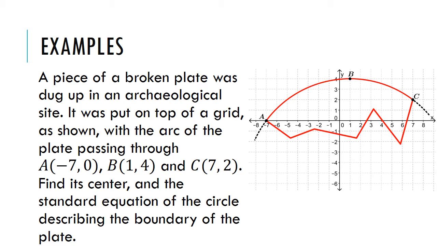Because this is just a broken plate. Okay, it is only a broken plate and we are only given these points which are along the edges of the circle: A, B, and C. So how are we going to do that?